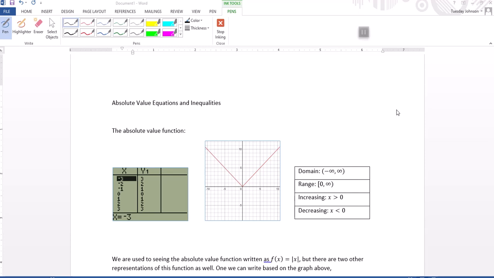Hello, today we're going to talk about the absolute value function. We're going to talk about absolute value equations and inequalities.